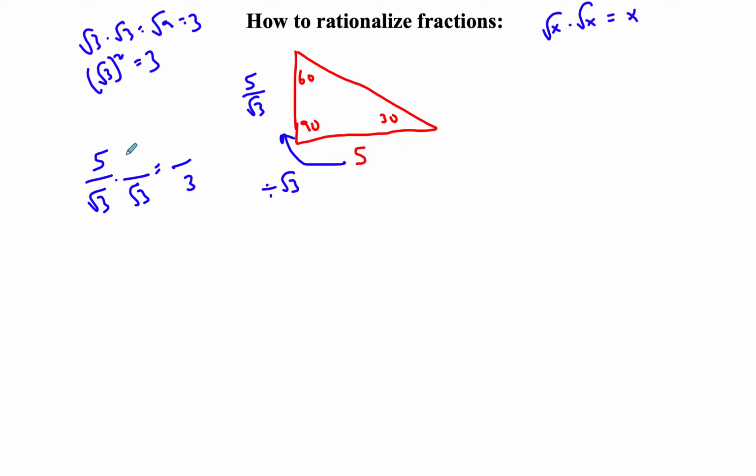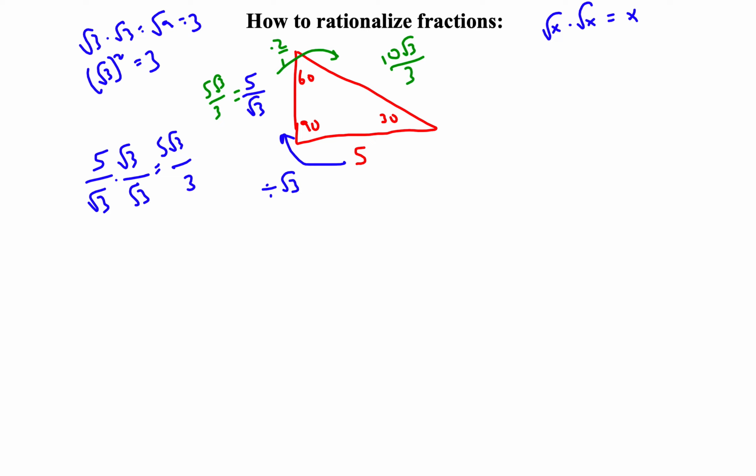But in order to make this an equivalent fraction, not change the value, you need to multiply the top and the bottom by the same thing. So this means that this would be written as 5 square root 3 over 3. And then if you wanted to find this, of course, you'd multiply by 2. Don't forget 2 is the same as 2 over 1. So you take the top times the top, bottom times the bottom, and you get 10 times the square root of 3 over 3.